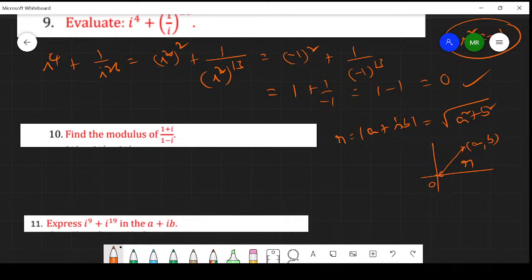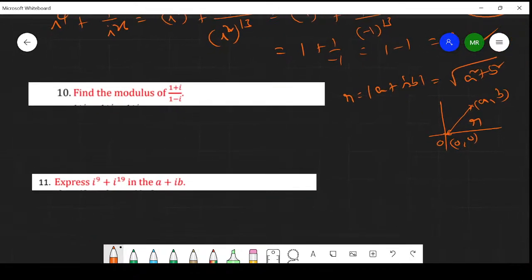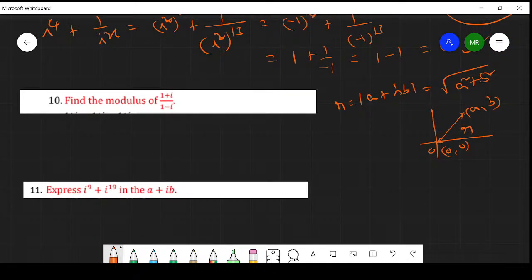This ordered pair a comma b is the complex number a plus ib. This length you find, from the origin 0, 0 to a comma b, is called r. This is called the modulus of the complex number. So they are asking the modulus of this. I just explained what the modulus is: the distance from the origin to the given complex number.